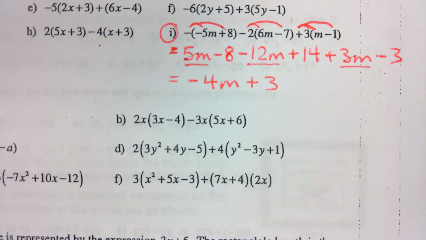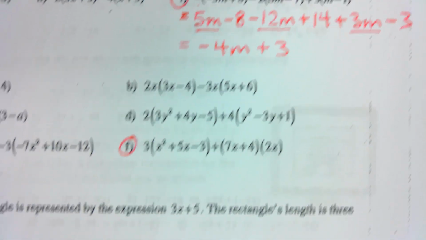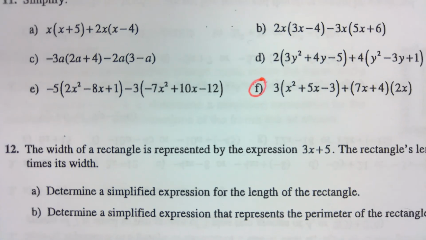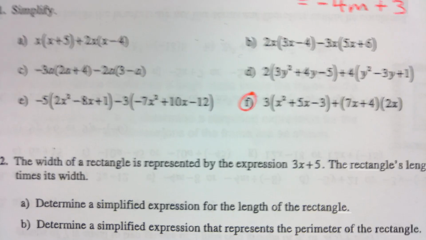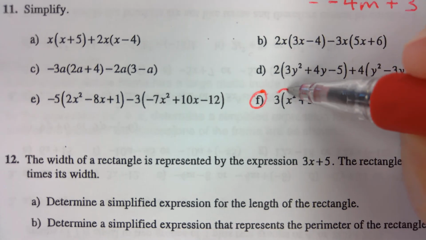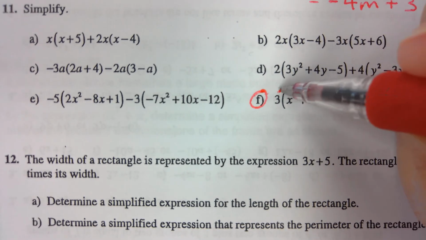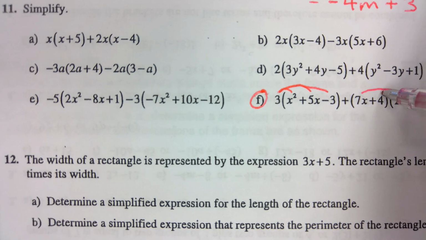Okay, let's try one more. This one, 11f. You have to be very careful with your variables. Okay, 11f. Again, let's try it. So you're multiplying this, multiplying this, multiplying this, and then multiplying this, multiplying this.